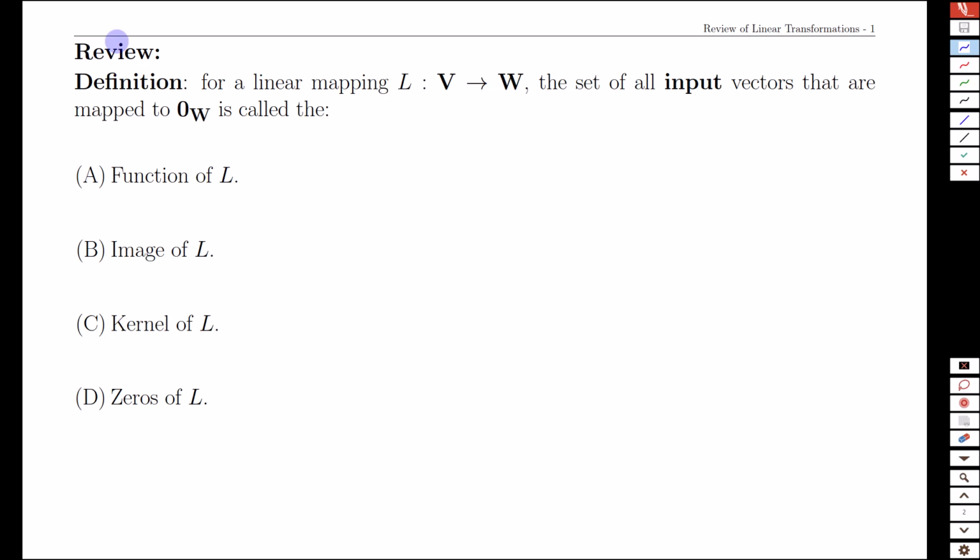In this video, I encourage you to do just a quick review of some of the concepts of a linear transform, and specifically here, if we have a linear transform from a vector space V to a vector space W, what's the name for all the input vectors that are mapped to the zero vector? So imagine we have our set V, and we have our set W, and between them there's a linear transform.